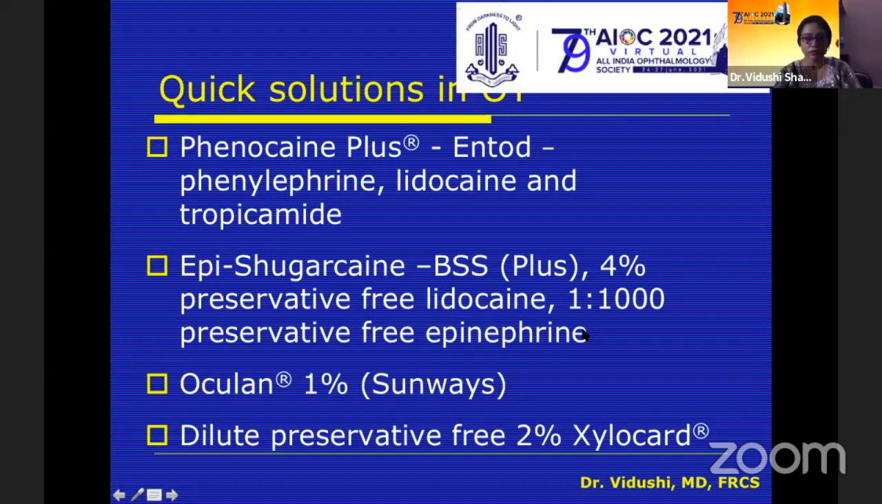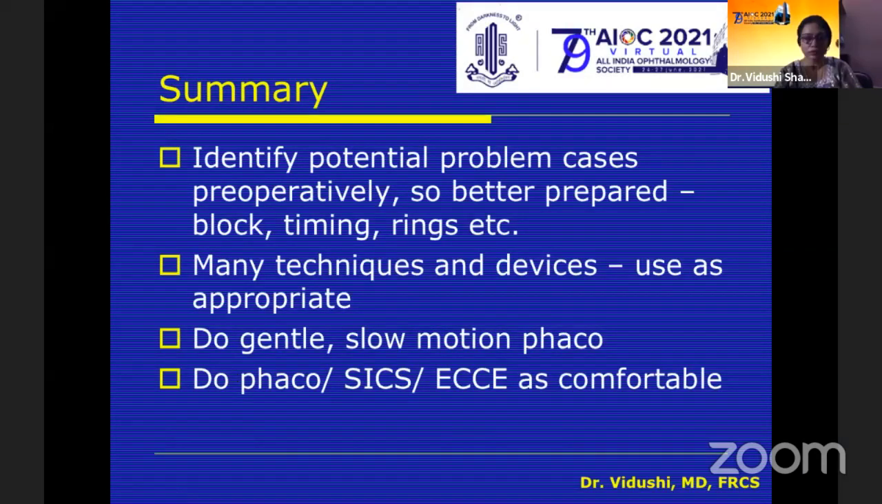It goes without saying that if you have a pupillary synechia, then you have to be very careful and release all the synechia before you use any of these devices. So to summarize, identify the potential problem cases periodically so that you are prepared. You have your rings, your pupillary expansion devices, iris hooks, whatever you want to use, beforehand. And you have also explained to the patient that you may have to give a block and increased timing for surgery, so the patient as well as the OT team is prepared for these cases.